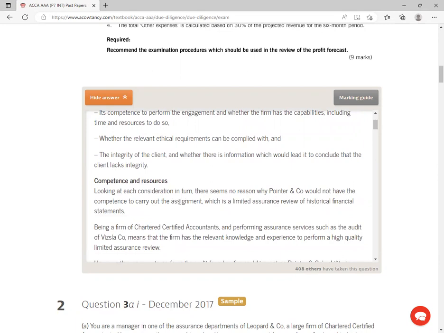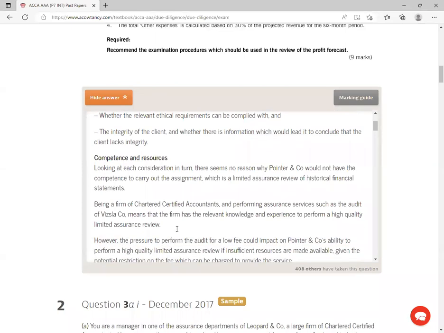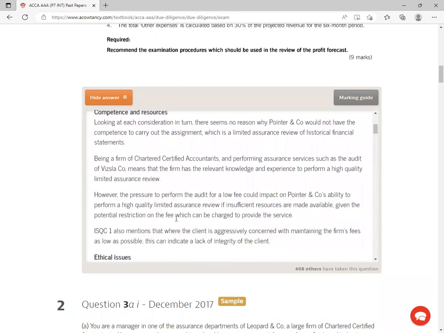Looking at each consideration in turn, there seems no reason why the Port, the current auditor, and the company would not have the competence to carry out the assignment, which is a limited assurance review of historical financial statements. Being a firm of CCA, for our case, a firm of CPA, and performing assurance services, such as the audit of Whistler Company, means that the firm has the relevant knowledge and the experience to perform a high quality limited assurance review. However, the pressure to perform the audit for a low fee could impact on the firm's ability to perform a high quality limited assurance review.